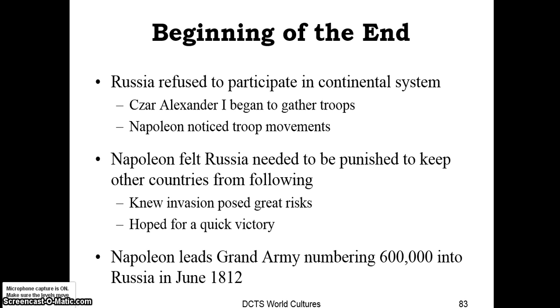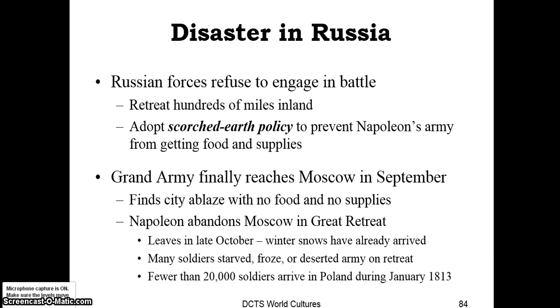Napoleon thought Russia needed to be punished to keep other countries from following, and he knew invasion would pose great risks. However, he was hoping for a quick victory, and Napoleon will lead his 600,000-man army into Russia in June 1812. Unfortunately, it doesn't work out for him.